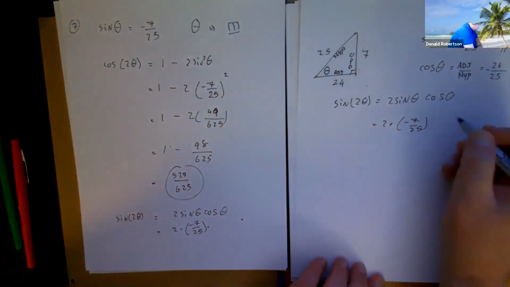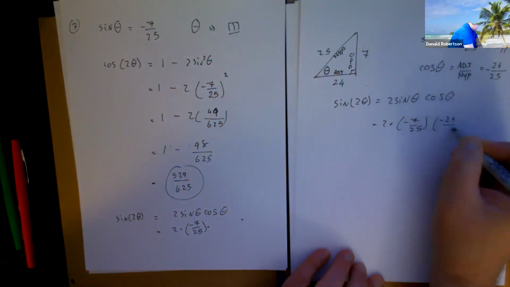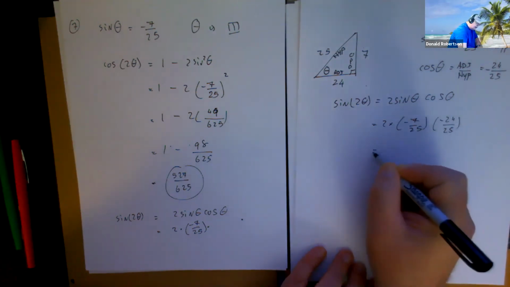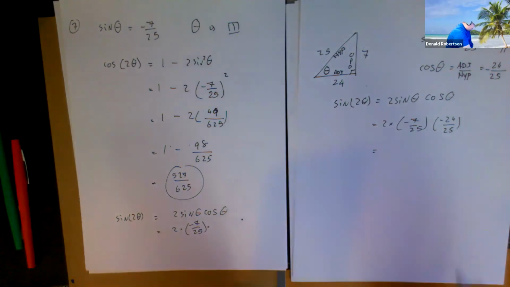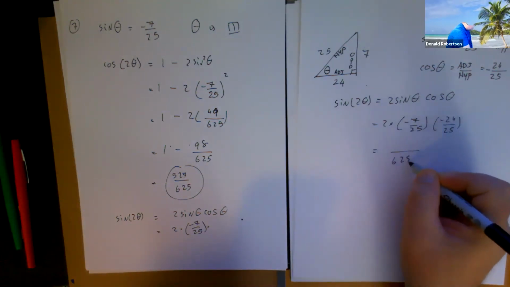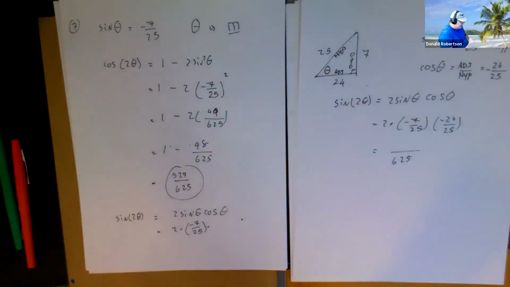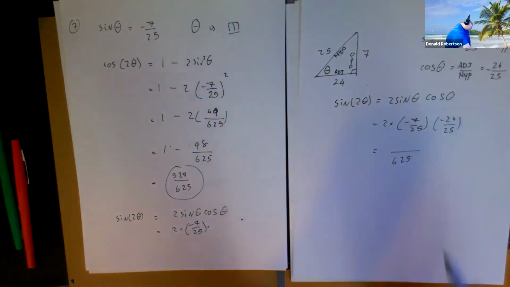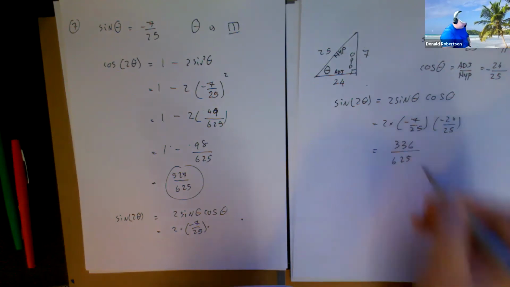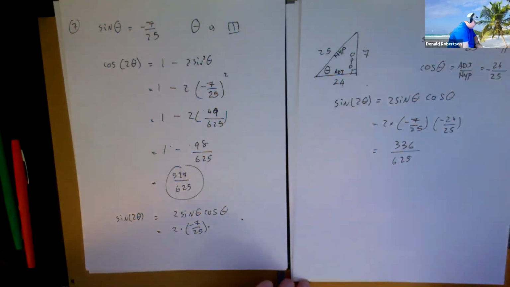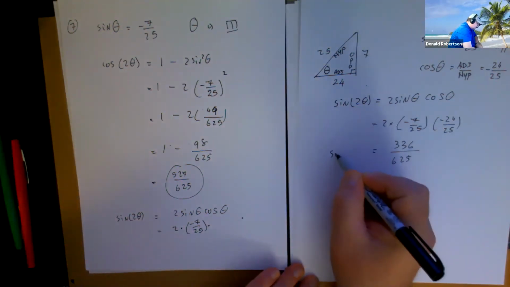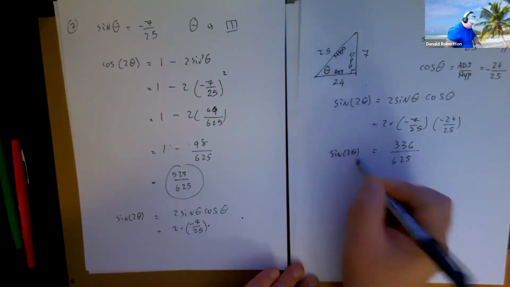You can now combine everything. And the bottom I can tell you is 625, and two positives make a positive, two negatives I should say, make a positive. So 7 times 24 times 2, and I get 336. So that's the exact value of the sine of 2 theta.